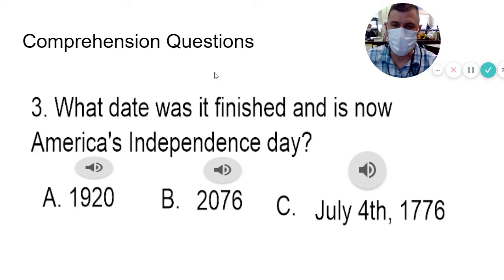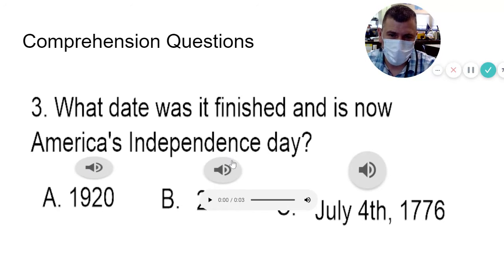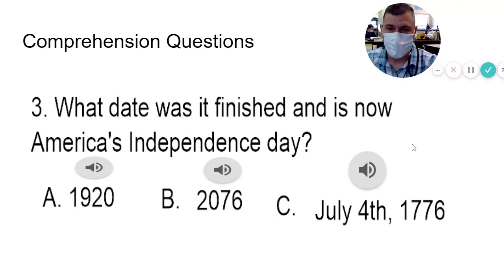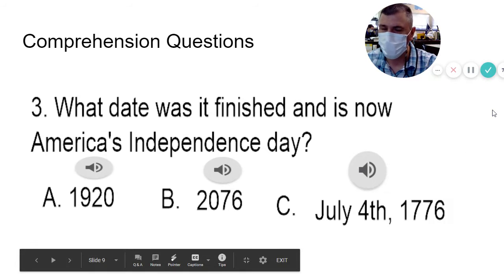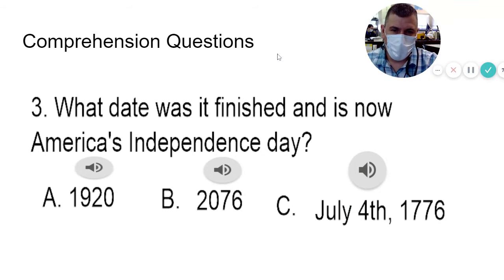Number three, what date was it finished and is now America's Independence Day? A. 1920, B. 2076, or C. July the 4th, 1776. Our Independence Day is July the 4th, 1776. Ding, ding, ding. We have a winner.